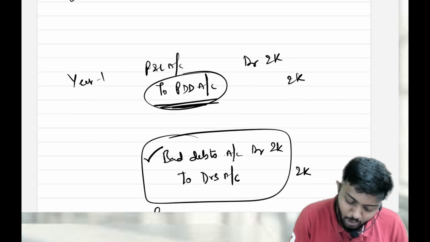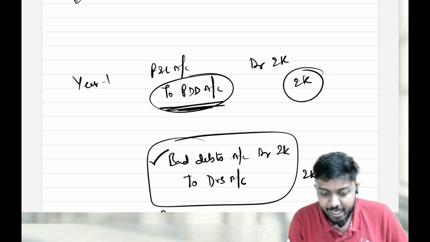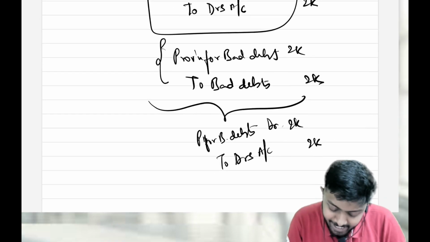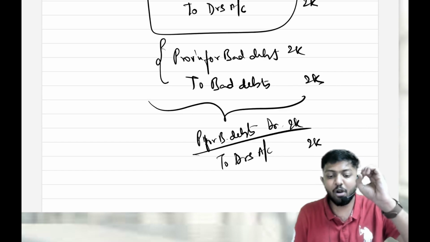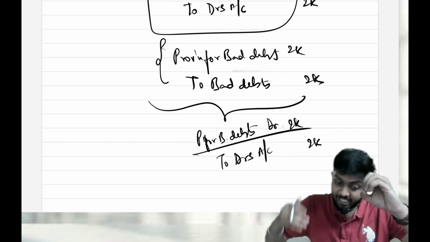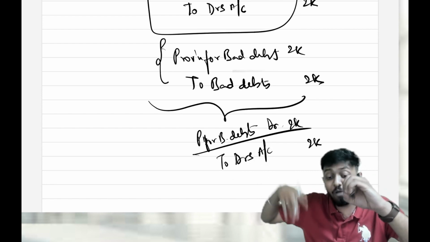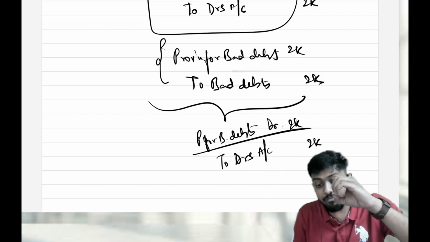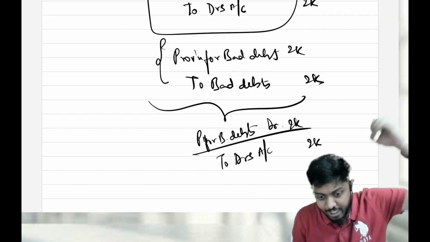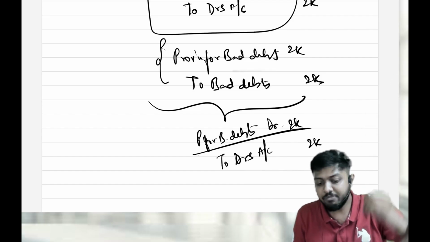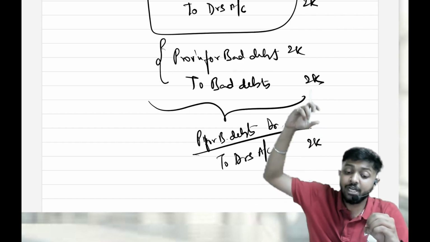Next, what happened? You had created a provision of 2K, it has a credit balance of 2K. Later, when actual bad debts happened, you debited it. Now the balance of the provision became 0. Say suppose in the second year, you have to further create a provision for 5,000. It was 2, later you utilized 2 in year 2. It has become 0. From 0, you have to take the provision to 5,000.